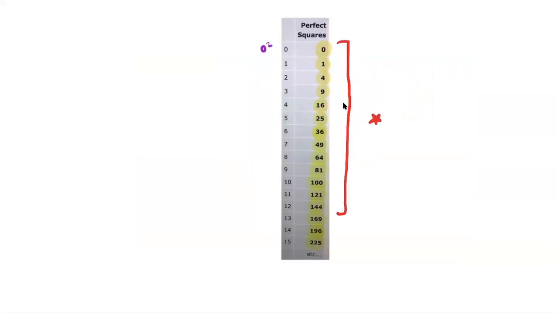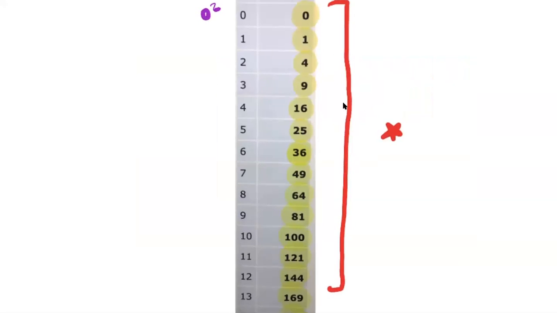Remember, all of these, we're just multiplying the number by itself. For example, let's pick 6 squared. That's just 6 times 6, which is equal to 36. And that's how we got that. That's squared. And we can keep on doing it. 7 squared, 49. 8 squared, 64. And so on and so on.